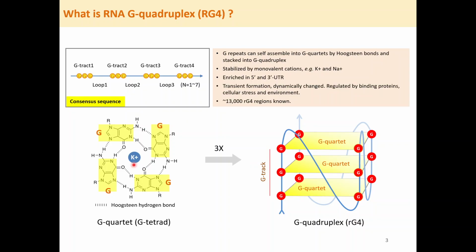RNA quadruplexes, rG4, are observed enriched in the 5' or 3' UTR in mRNAs. They are transiently and dynamically formed, regulated by binding proteins, cellular stress, and environment. There are about 13,000 rG4 regions known.